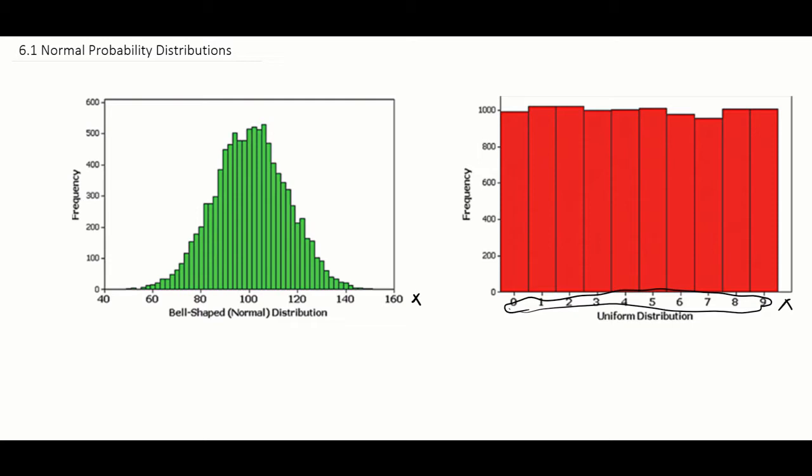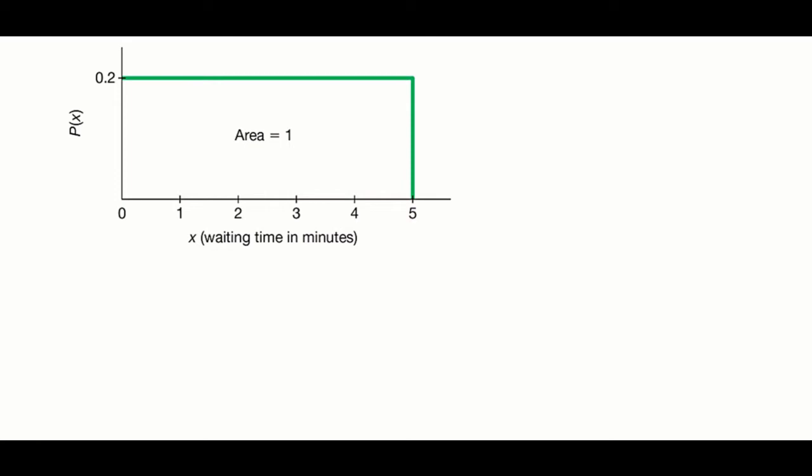continuous random variables. Now let's look at this graph. It's a graph about the waiting time of a random passenger in an airport. You can tell the waiting time could be any number between 0 minutes and 5 minutes, and the probability of getting any value between 0 and 5 minutes is the same.